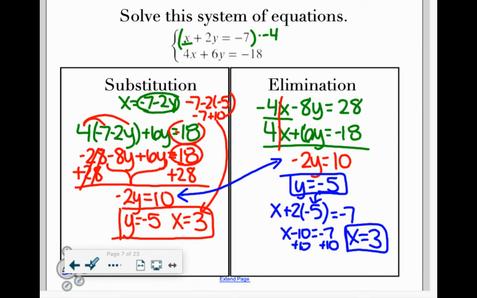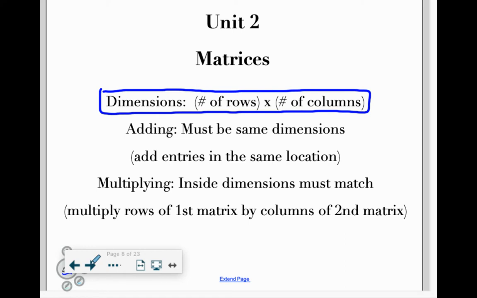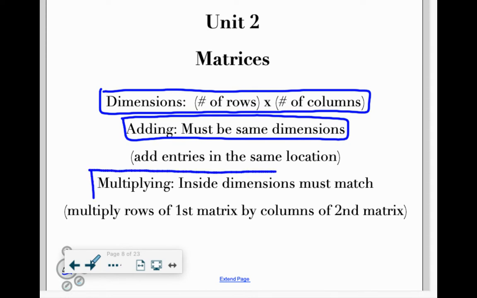Now let's talk about unit 2. Unit 2 is matrices. It is worth mentioning in your notes that dimensions go row by column. For adding, they have to be the same size. And for multiplying, the inside dimensions must match. I will show you an example of why that has to be in just a second.